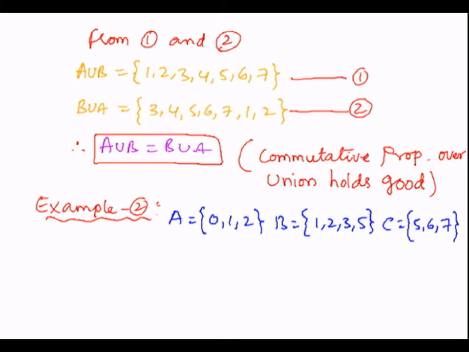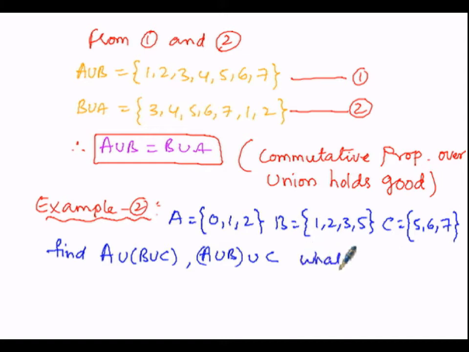So here let us find A union of B union C and A union B of union C. And what do you notice or what do you infer by finding these values?